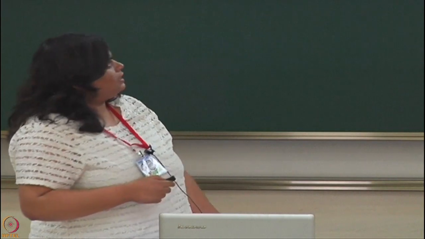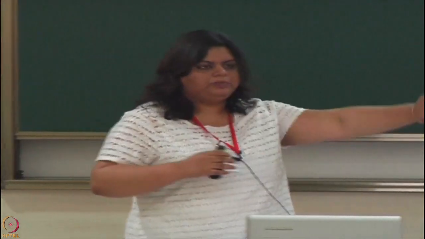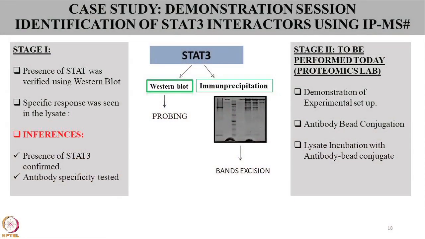So now, today's case study, we will be doing a small IP experiment. Of course, the whole stretch of experiments is beyond the scope of this course. But what we will see are those small steps wherein you conjugate the bead with the antibody, followed by the centrifugation, and of course, the lysate and antibody bead conjugation, how it happens in the live session. So we have split this experiment into three stages.